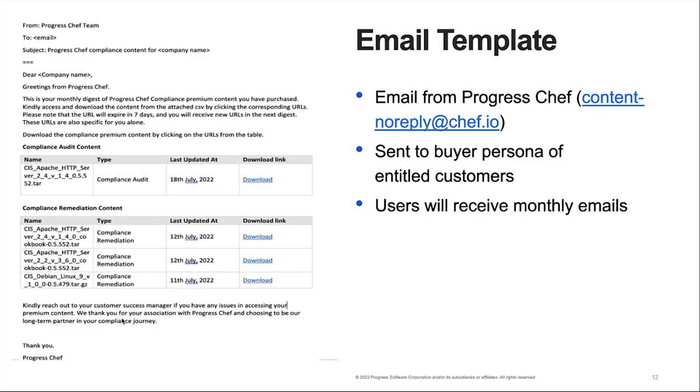Now moving on to the email template. This is the sample email template we have portrayed. You'll be getting an email from the Progress Chef team, that is content no reply at chef.io, and it is sent to the buyer persona who have been engaging with our account team. So that is for the entitled customers' buyer persona, and users will receive this email on a monthly basis. You're looking at the sample email on the screen.